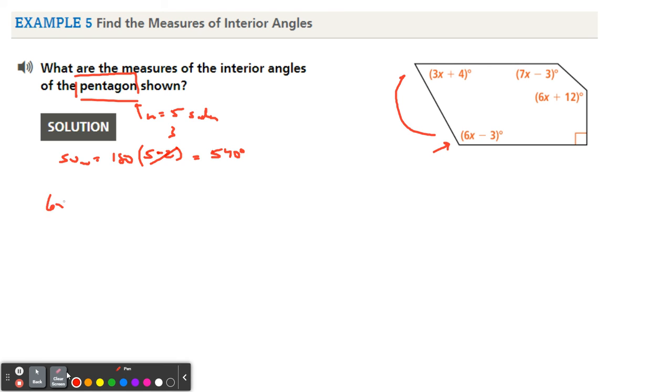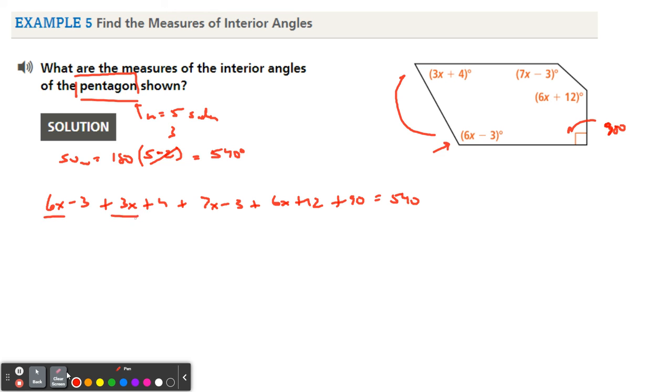So 6x minus 3. You don't need the parentheses because you're going to add these all together. Plus 3x plus 4 plus 7x minus 3 plus 6x plus 12. So that's 1, 2, 3, 4 angles. Don't forget about the 90, right? A lot of people overlook that because it doesn't involve x. That's 90 degrees. Plus 90 equals 540.